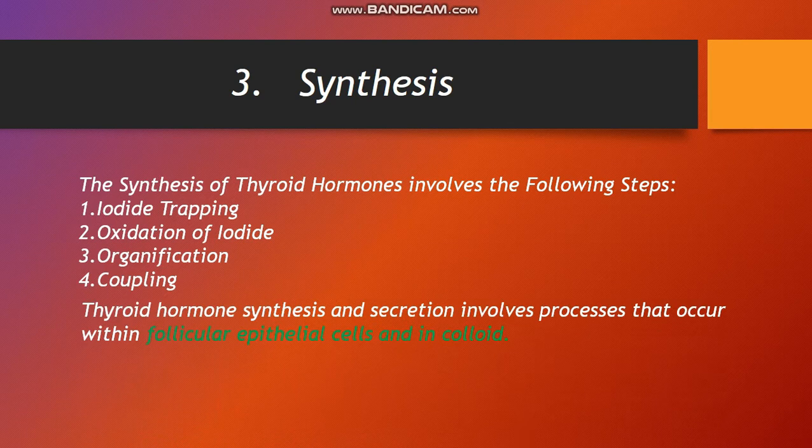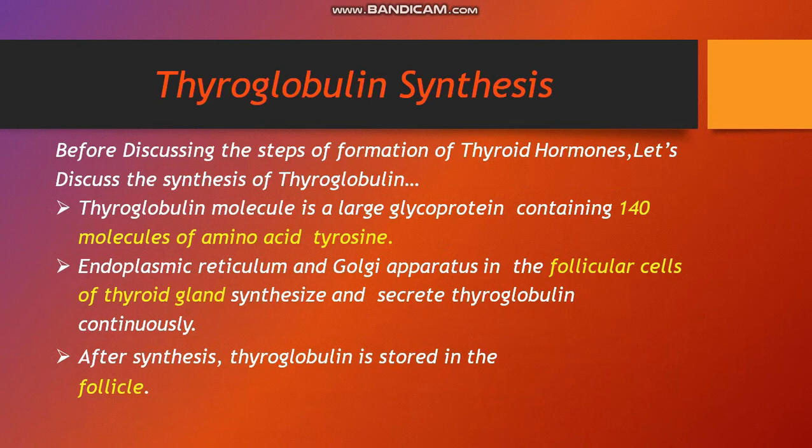Thyroid hormone synthesis and secretion involve processes that occur within follicular epithelial cells and in the colloid. Thyroglobulin synthesis. Before discussing the steps of formation of the thyroid hormones, let us discuss the synthesis of thyroglobulin, a heavyweight protein present in the colloid in the follicles. The thyroglobulin molecule is a large glycoprotein containing 140 molecules of the amino acid tyrosine. Endoplasmic reticulum and Golgi apparatus in the follicular cells synthesize and secrete thyroglobulin continuously. After synthesis, thyroglobulin is stored in the follicle.